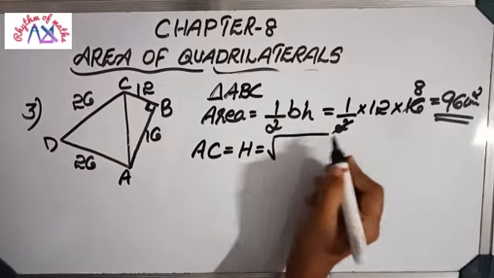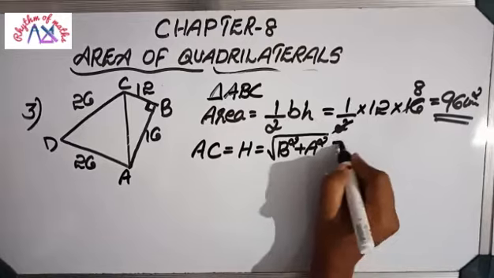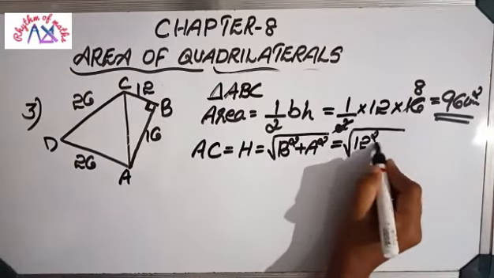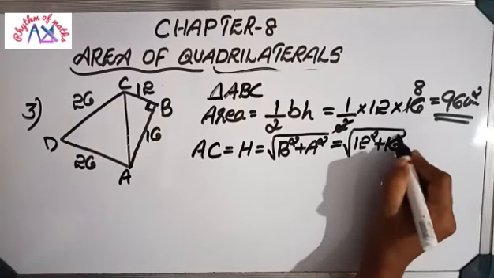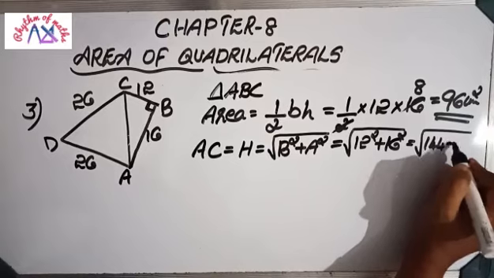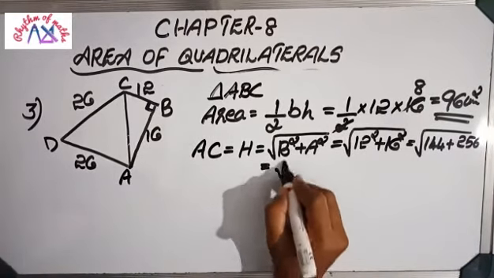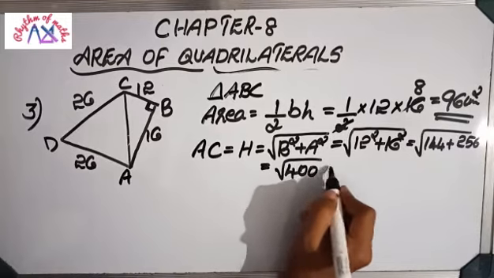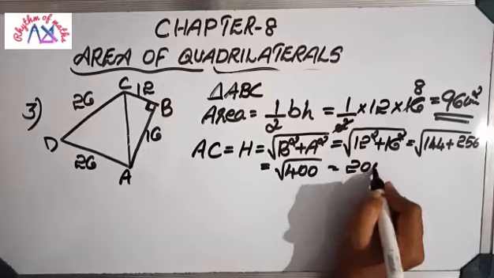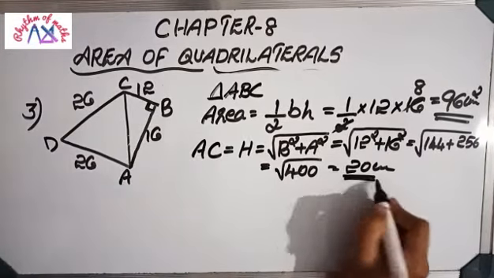The equation to find the hypotenuse is base square plus altitude square. So base is 12. 12 square plus 16 square, that is 144 plus 256. That answer is root of 400. Root 400 is 20, since 20 into 20 is 400. So 20 centimeter will be AC. The total measurement is 20 centimeter.